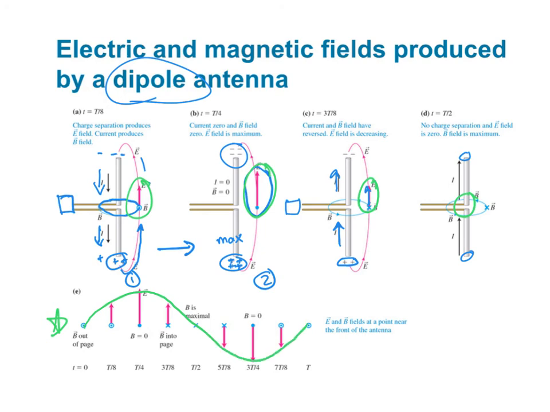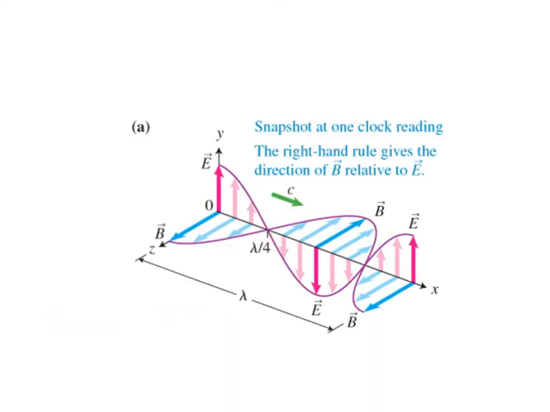And notice how the B field that's changing is in the plane coming in and out of the page. So here it's coming out of the page, or this is no B field, into the page, maximum into the page, coming back towards me, but into the page still. Here it is 0, coming out of the page, and then maximum out of the page. So when you put those two things together, you get something that looks like this.